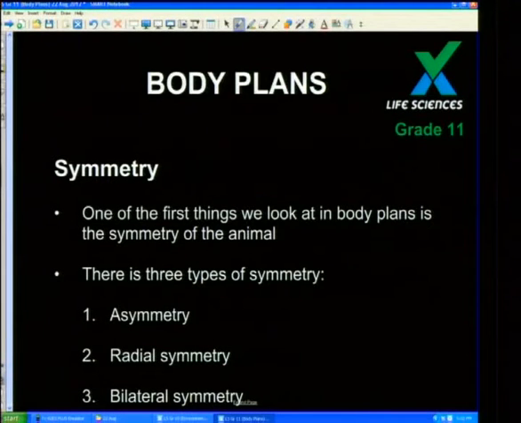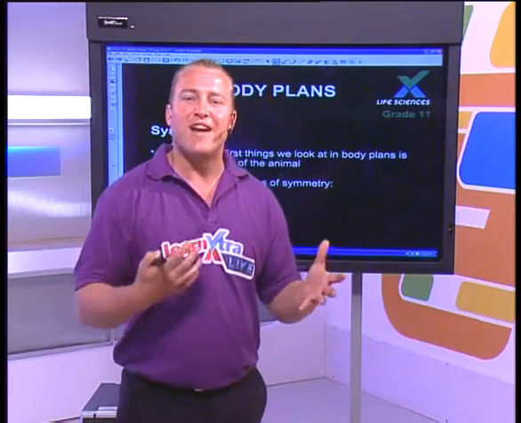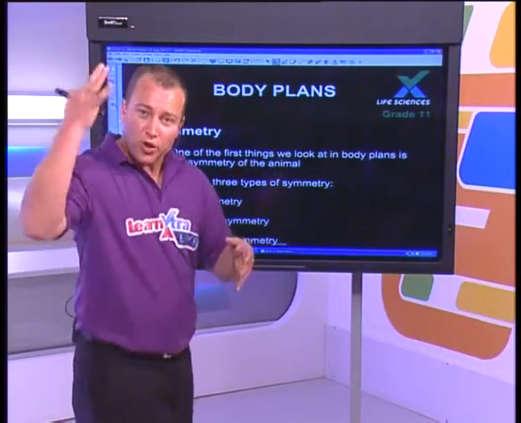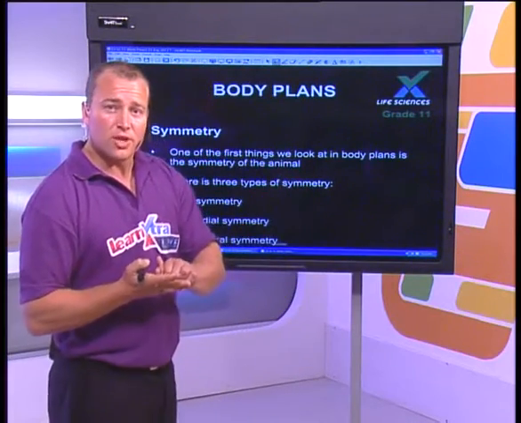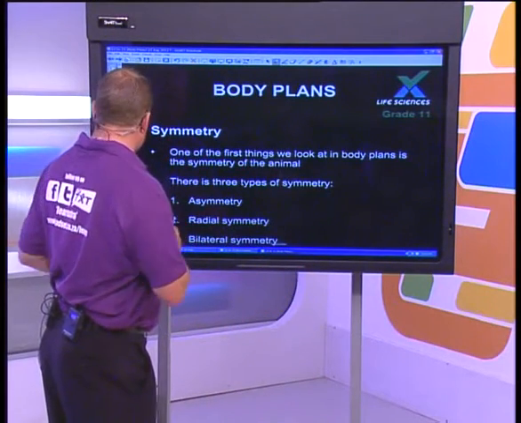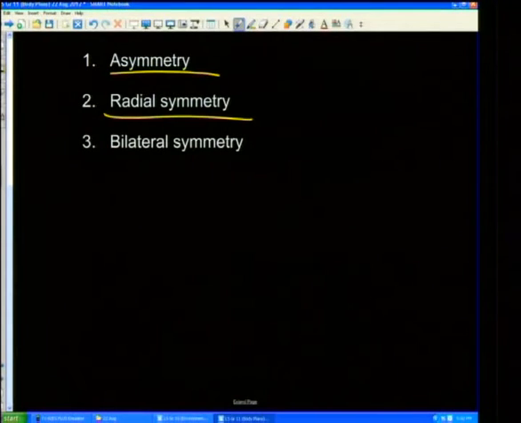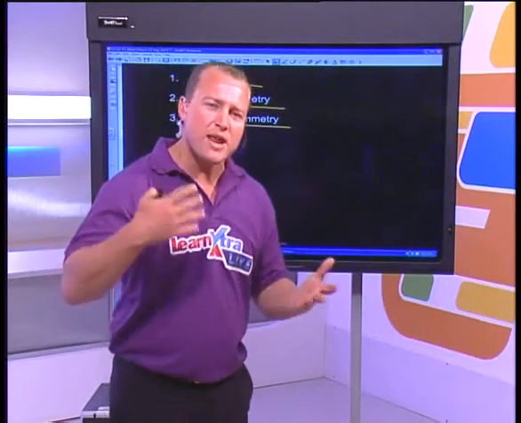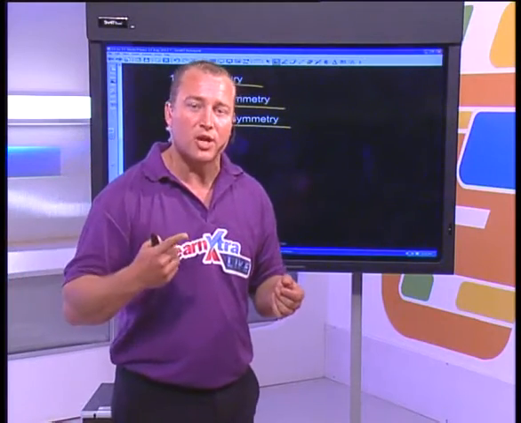Now, what is symmetry? It's not cemetery, that's where we go to bury our dead. It's symmetry. It's very simple: how the body can be divided. That is what symmetry is. You get 3 types of symmetry: asymmetry, radial symmetry, and bilateral symmetry. I've put them down here so you can write them down. There they are: asymmetry, radial symmetry, and bilateral symmetry. Write them down. We're going to keep mentioning them because that is how we classify them, or how we look at the body parts. That's the first thing we look at.